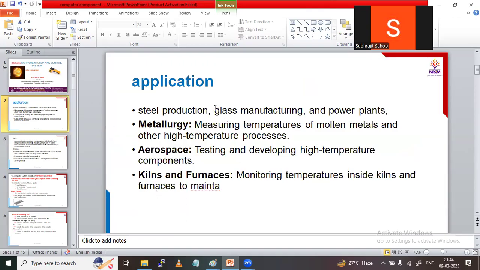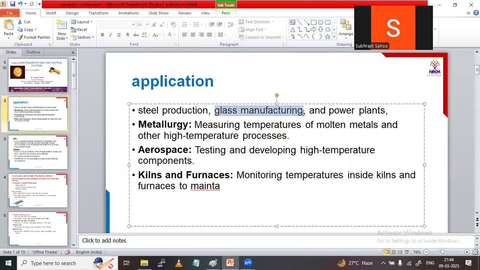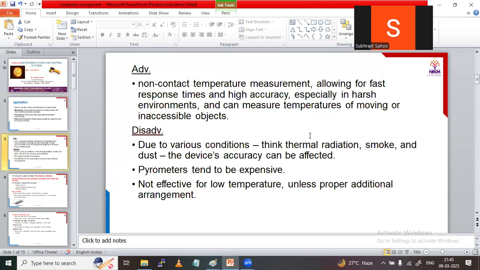Steel production industry, glass manufacturing industries, power plant, metallurgy means molten metals, right? I told casting industries, molten metal, aerospace area for testing and developing high temperature components, right? Furnaces also, we are using this kind of temperature monitoring instrument to record the temperature, right? What are the advantages, sir? I told it is non-contact type, right? So this is one of the advantages, non-contact type.